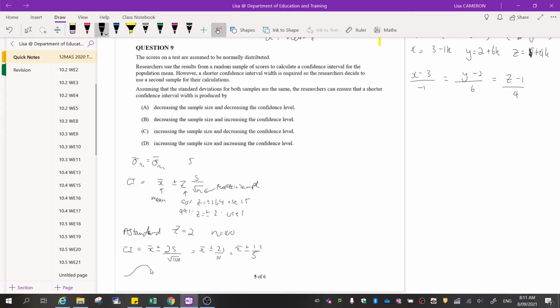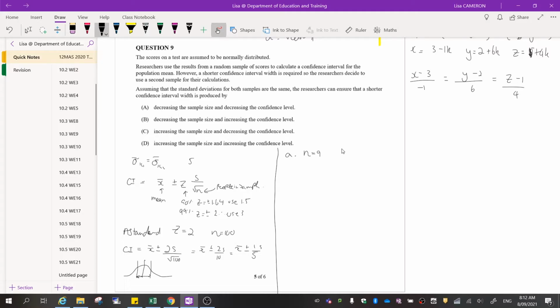If I'm thinking about what this looks like, here's my mean, and my confidence interval is going to be plus or minus a fifth of S either way. So we are looking to try and decrease that. We want it to be closer to the mean. Now that I've got a standard, I'm going to make some comparisons. Let's do A, decreasing the sample size. Let's pick another square number. Let's pick 9. That's a nice square number.